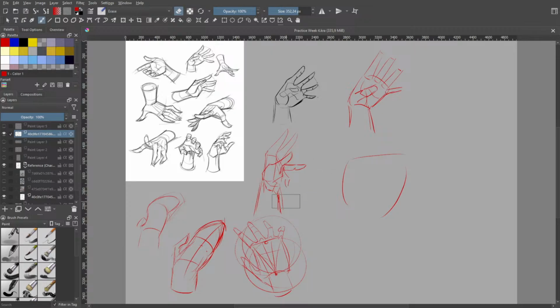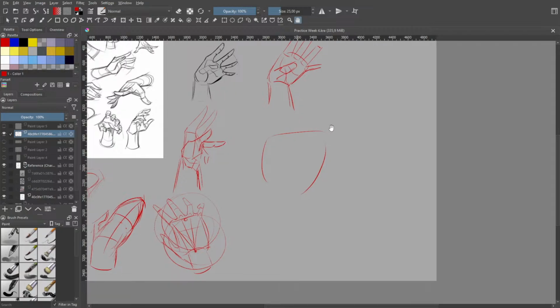Maybe I feel like drawing some hands. Well, let's try it. Why not?